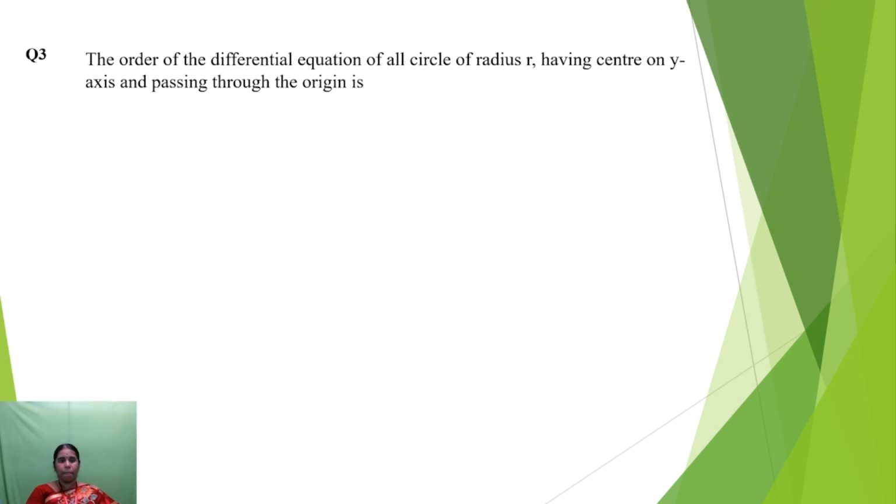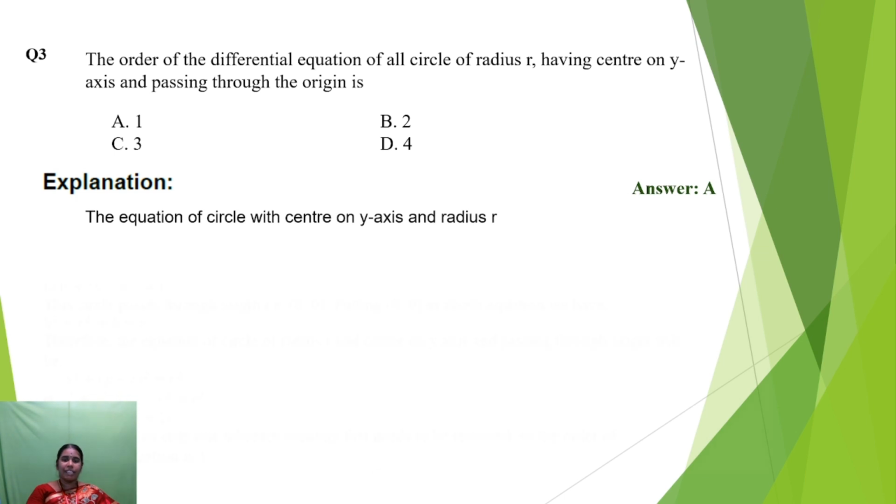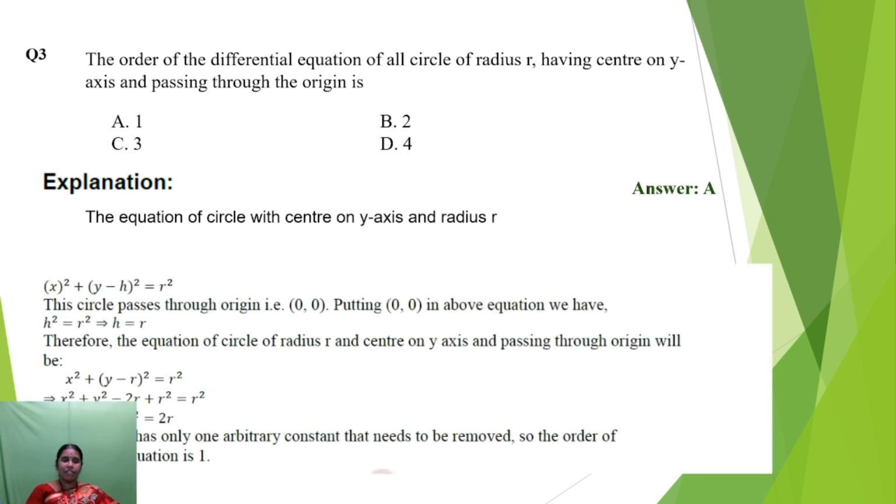Next question. The order of the differential equation of all circles of radius r having center on the y-axis and passing through the origin. They are asking about the order of the differential equation. The answer is 1. See the explanation. They have given the equation of the circle with center on the y-axis and radius r. So the equation is x square plus y minus h whole square equal to r square. This circle passes through the origin, they have given.